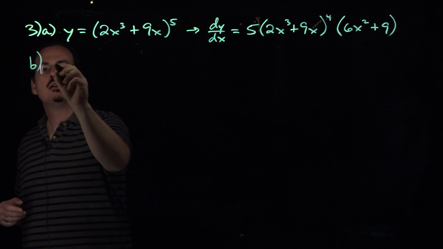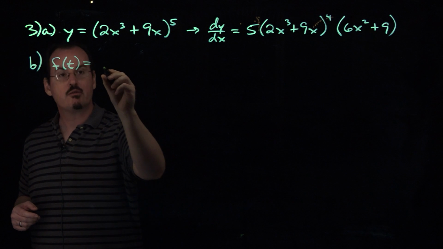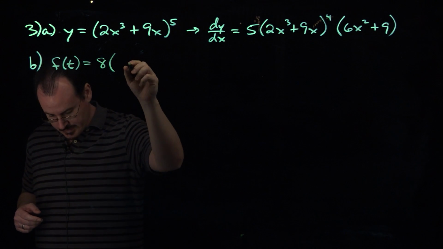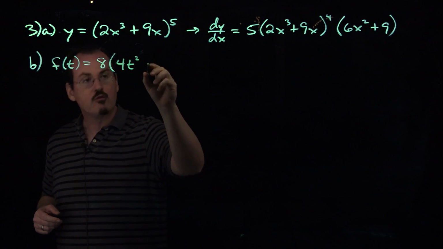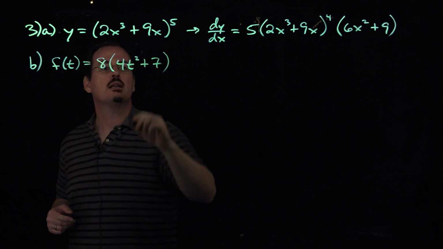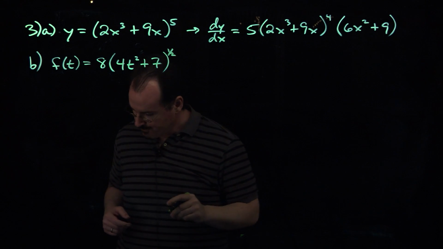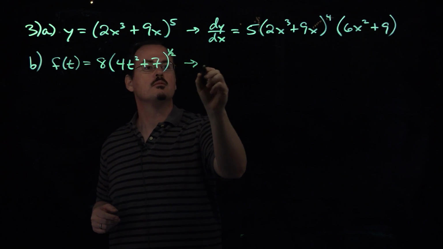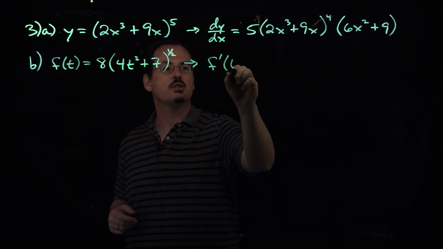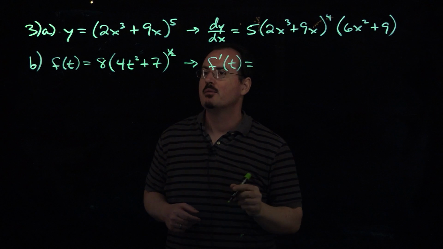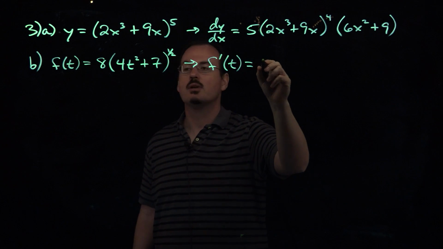Part B, f of t is equal to, now this is a square root. I'm going to go ahead and write that square root as a fractional power. That's really the way that you always want to deal with roots. Write them as powers, and then you can use that general power rule on them. So a square root is a 1/2 power. We're calling the function f of t, so I'm going to use a little bit different notation here for the derivative. F prime of t, again, general power rule, we put that 1/2 in front, multiply it by the 8.